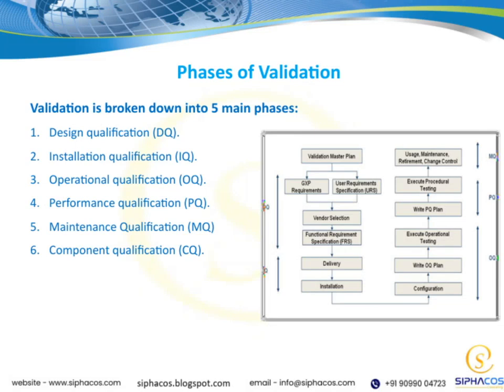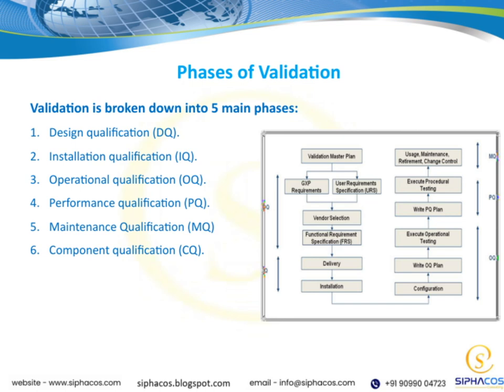Now, let's take a closer look at the phases of validation. Validation is a critical process, and it's typically broken down into 5 main phases that help ensure everything is functioning as intended. First, we have design qualification, or DQ, which is all about making sure the design of the equipment or system meets the specified requirements before we move forward. Next is installation qualification, IQ, where we verify that the equipment has been installed correctly according to the approved design and specifications.